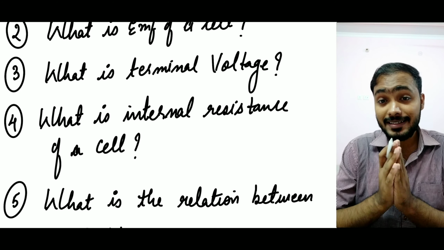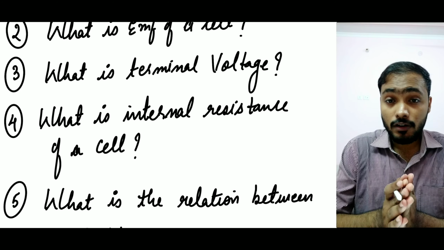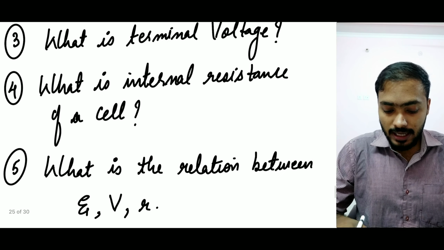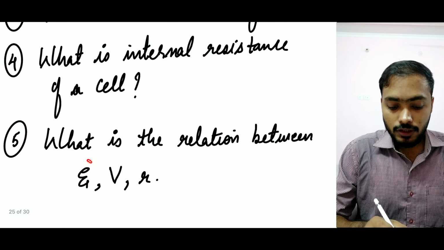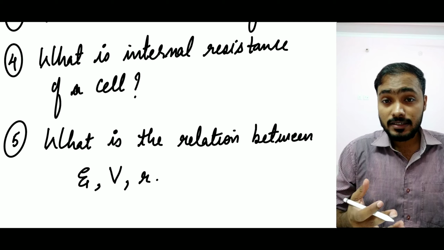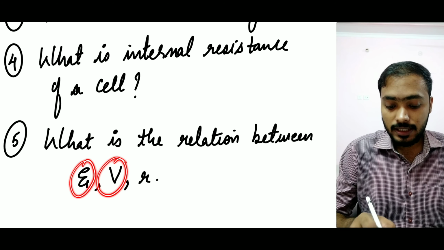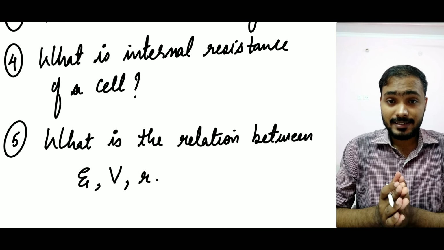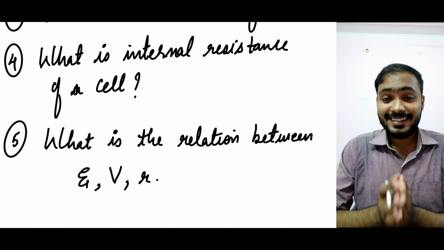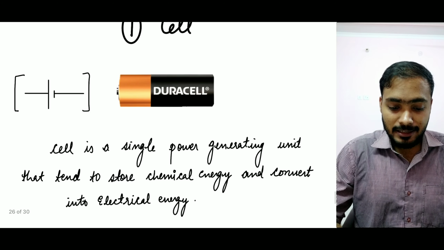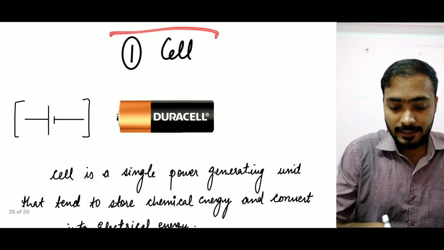Does the cell provide some kind of resistance to the flow of electrons? We'll try to find that out. And finally, we will try to find out the relation between EMF, terminal voltage and internal resistance. So let's get started. Okay, let's start with our first topic, that is cell.